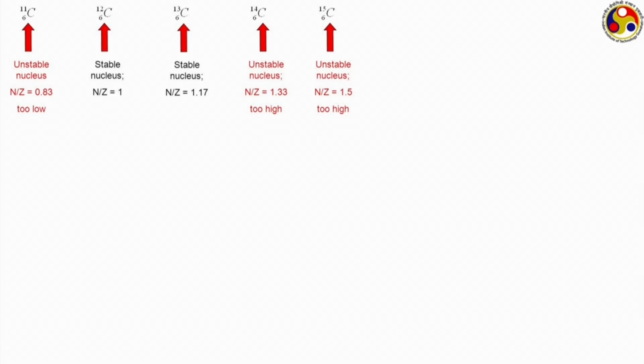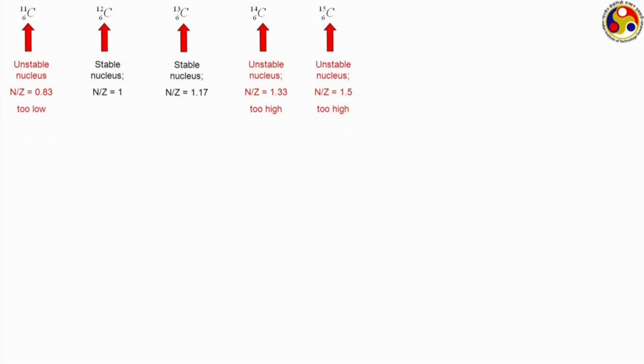And it has been found that while 6C12 and 6C13 are very stable from the nuclear reaction point of view, 6C12 having an equal number of neutrons and protons, so a ratio of 1, whereas 6C13 has just 1 neutron more than the proton, and so an N by Z ratio of 1.17. Both of them are highly stable from the radioactivity point of view.